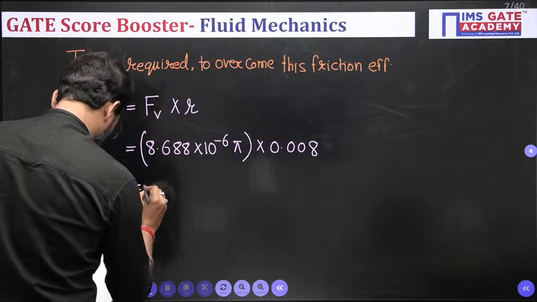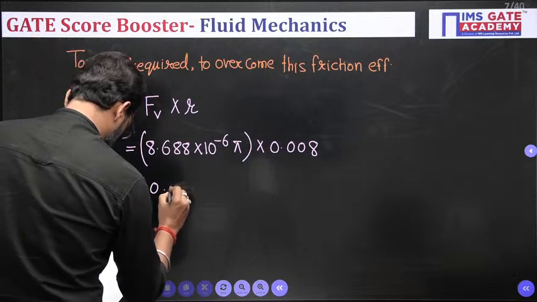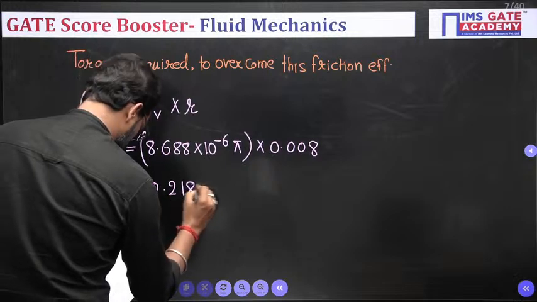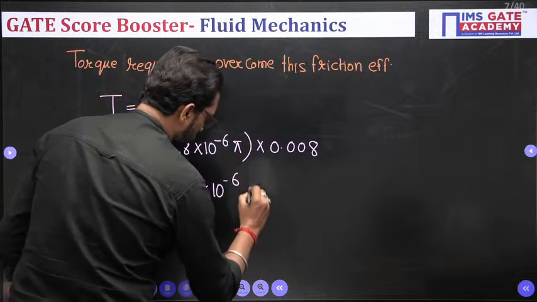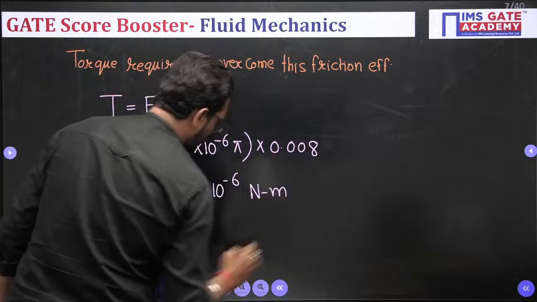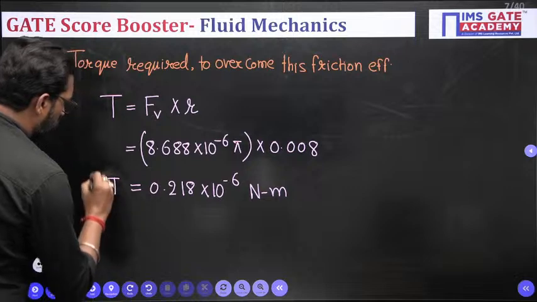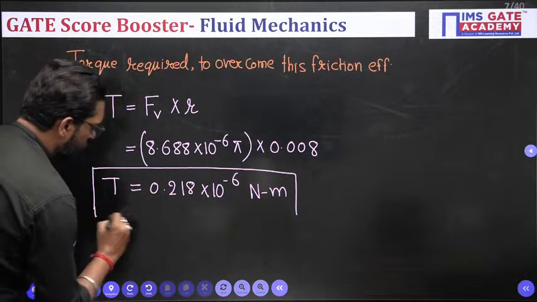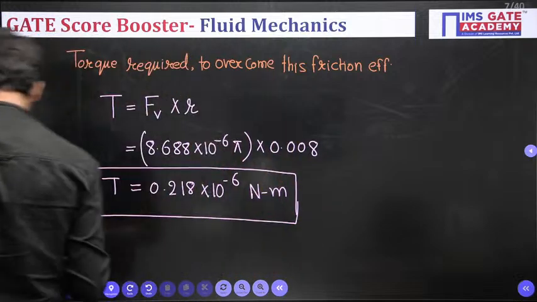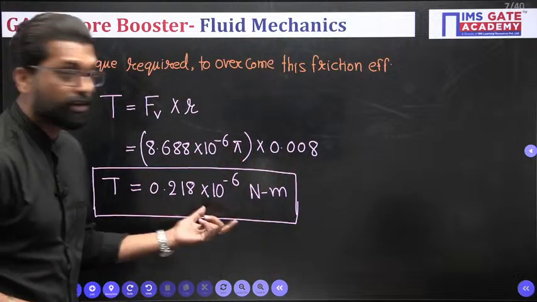So this is your 0.218 cross 10 to the power minus 6 Newton meter. This is the torque required to overcome this frictional effect. This is your required answer. So this is your torque.